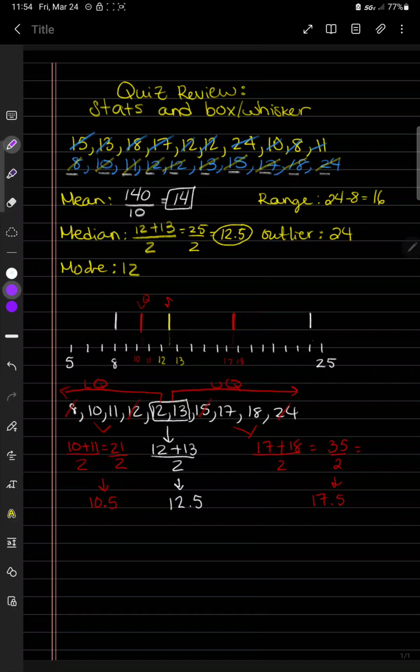And then we connect our pieces. So remember that our medians connect, lower, upper, and regular. Median connect, and then we do a line out and a line out for our whisker. So that's what you're going to be doing on your quiz. You're going to do the same thing, find the stats, and then construct your box and whisker.